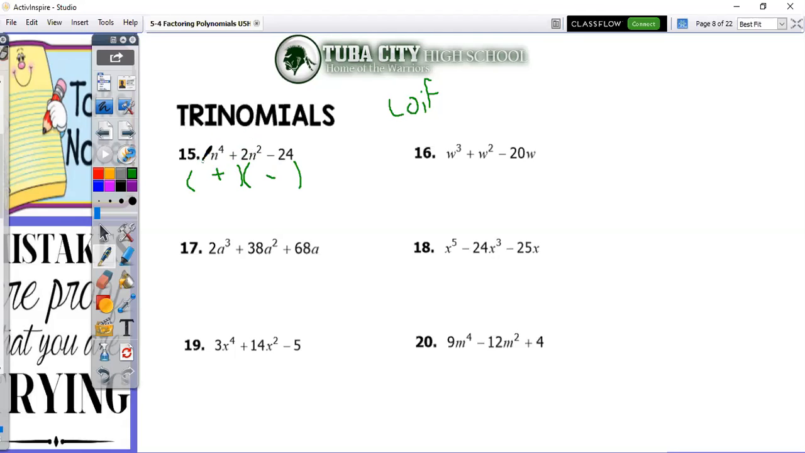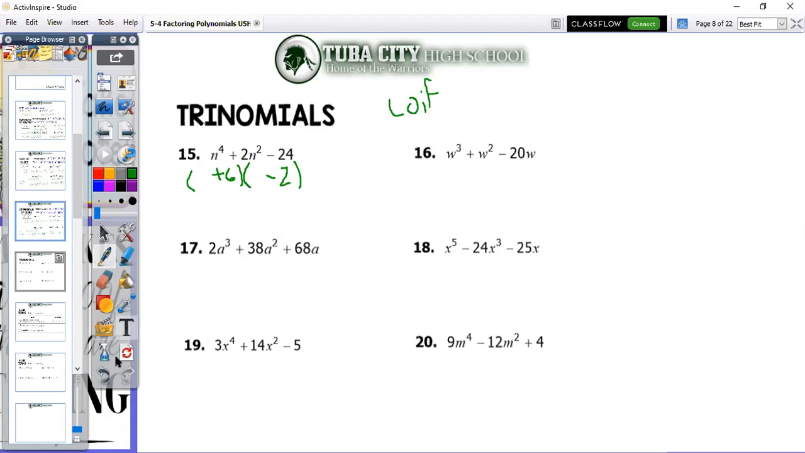But we do get one from 6 and 4, because 6 minus 4 is 2, and that means this is the combination we are looking for. 6 minus 4 is 2. And then we need our first number. So again, we took care of those, and our first number is going to be n squared.